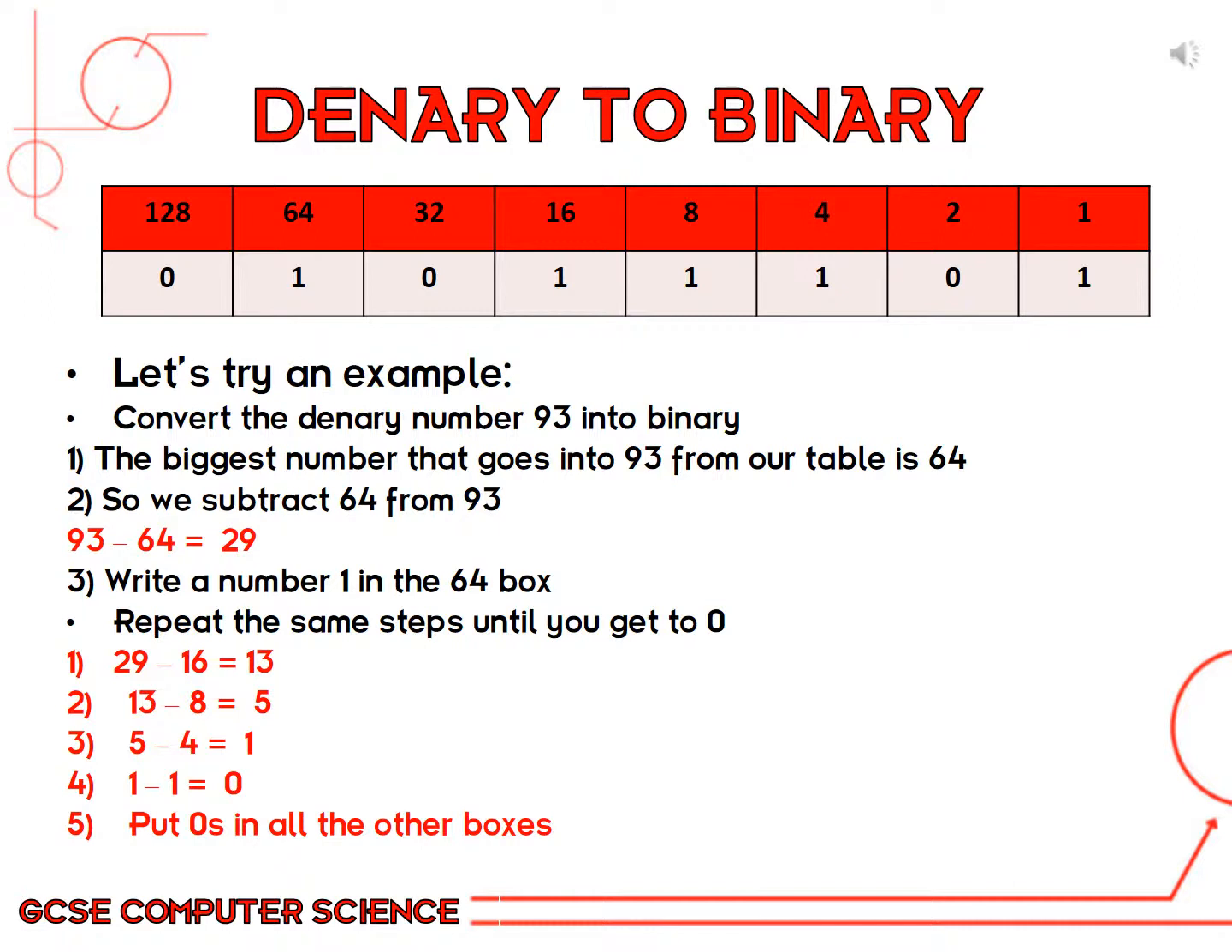So let's do another full example. If we want to convert 93 into binary, what we have to do is put the biggest number that goes into 93, which is 64. So we put a 1 in there, subtract 64 from 93, and we get 29. So then we go to the biggest number that goes into 29, which is 16. You put a 1 in, take off the 16, and you get 13. Biggest number that goes into 13 is 8. Put a 1 in the 8, and then subtract it off. Get left with 5. Biggest number that goes into 5 is 4. Put a 1 under the 4, and you get 1. Then put a 1 under the 1, and you've got 0, and then 0 in all the other boxes.